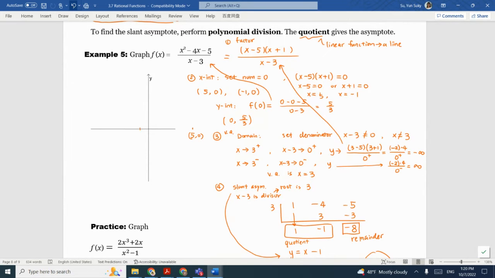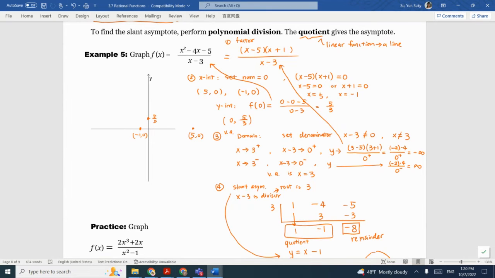And (-1, 0). Let's put it here. Okay, so they are the x-intercepts. And then the y-intercept, (0, 5/3). So 5/3 is over here. So, okay, those are 3 points.